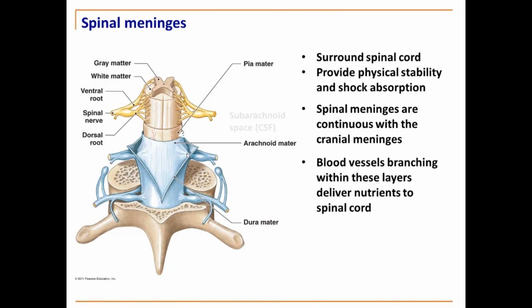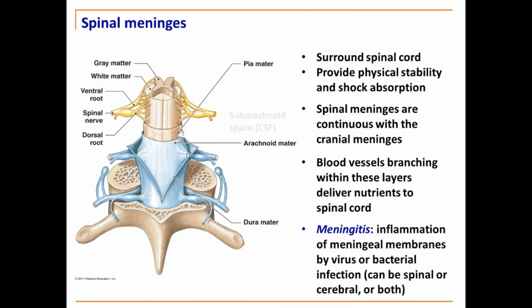Blood vessels branching within these layers help to deliver nutrients to the spinal cord. And of course, we all know what meningitis is. Meningitis is inflammation of the meningeal membranes. This can be by virus or bacterial, as we've already talked about, and it can be spinal, cerebral, or both as well. And of course, meningitis is dangerous because it can disrupt normal circulatory and CSF supplies, damaging and killing neurons in such affected areas.